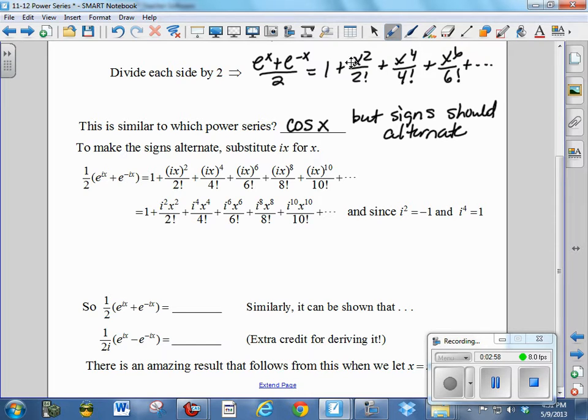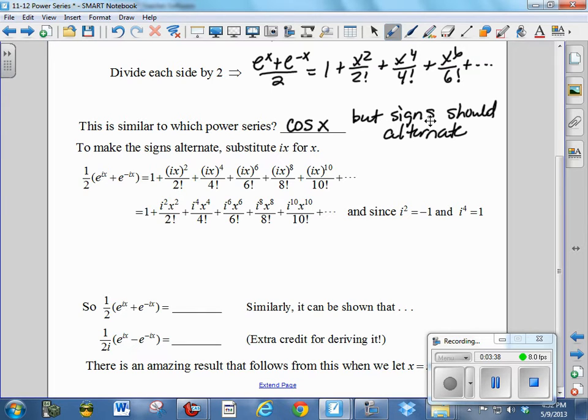So I'm taking this new power series that I just came up with, and every place there's an x, I'm replacing it with ix. So I have ix squared, ix to the 4th, ix to the 6th, etc. Now recall that i squared equals negative 1 and i to the 4th is 1. So what's i to the 6th? Well, i to the 6th would be i to the 4th times i squared, so that would be negative 1. i to the 8th would be i to the 4th times i to the 4th, so it would be positive 1, and so forth. So when I actually raise these i's to powers, I'm going to get alternating signs.